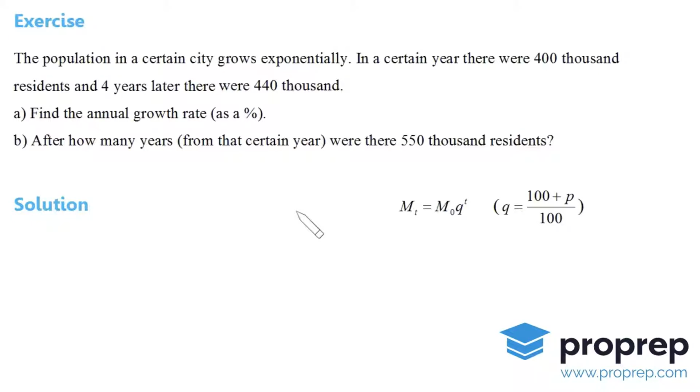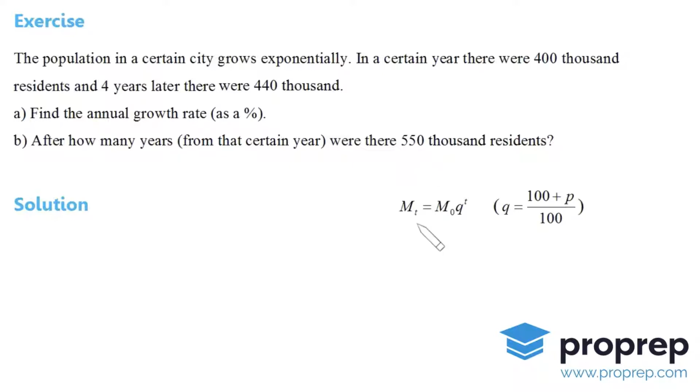Here we have a word problem involving exponential growth of population in this case. A certain city has a population that grows exponentially. In a certain year, it doesn't say which, but that will be our year 0, there were 400,000 residents, and 4 years later there were 440,000. We have to find the growth rate as a percentage, and after how many years were there 550,000 residents.